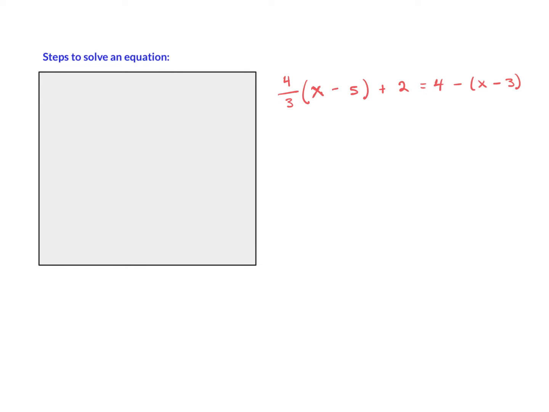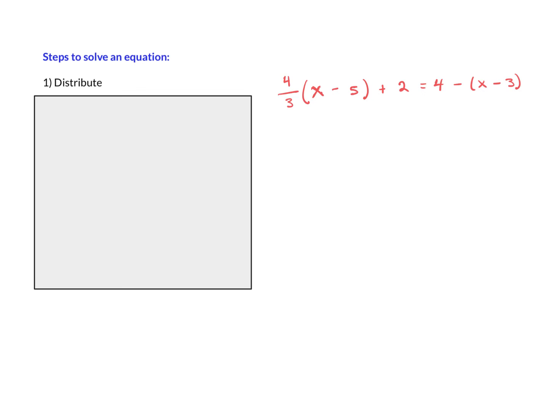All right, I'm going to show you guys how to solve an equation the most efficiently, and I've got some steps written out, so feel free to grab a piece of paper and have these written out and just follow along with these steps anytime you're solving, and you'll be in good shape with your solving. All right, so our first step, we're going to distribute.